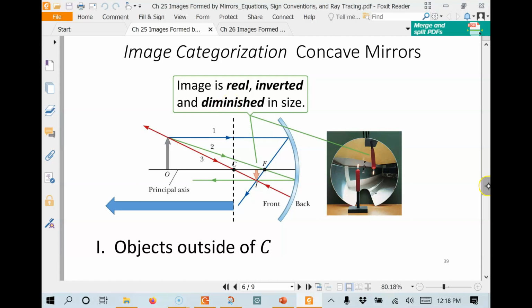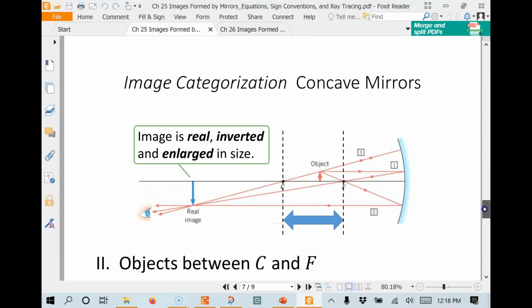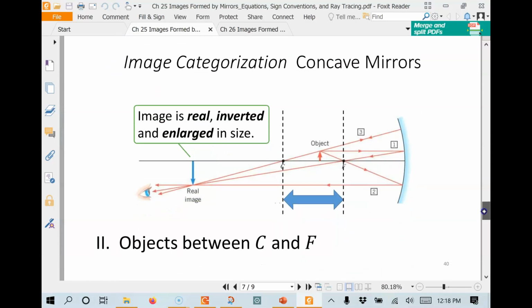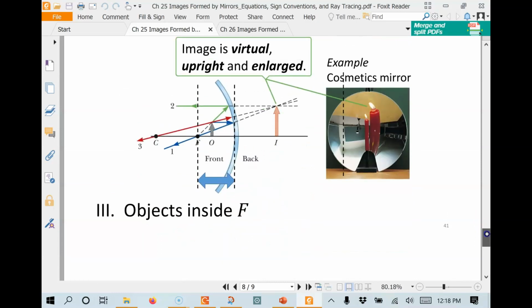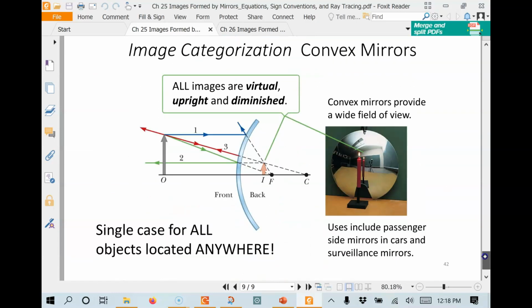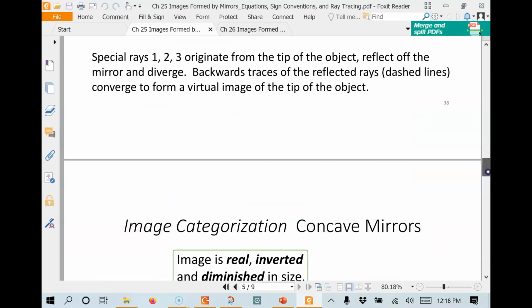Now if you get other placements of the objects, you can always check and see. I know if it's between C and F, you get a certain set of characteristics. If it's inside of F, between F and the mirror, you get a different set of characteristics. And for a convex mirror, you get something else entirely. But you can always check that by looking here in these notes.